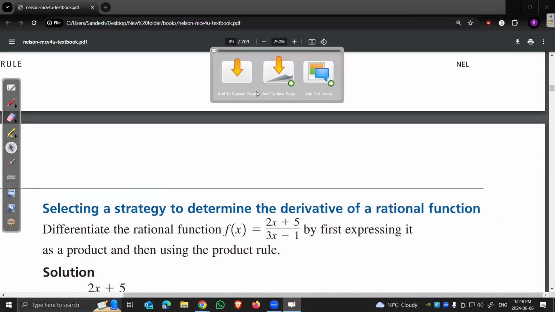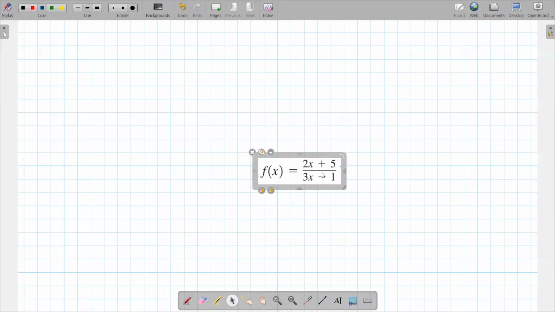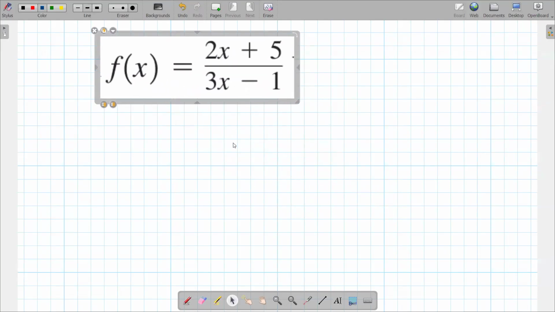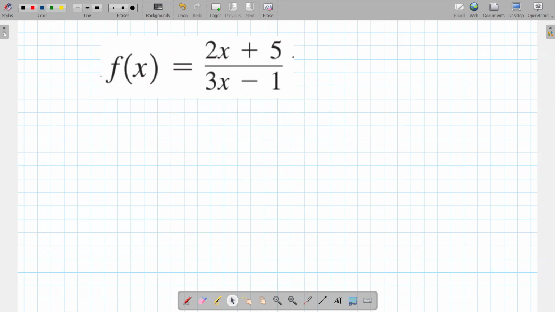Let's look at this one. So now, instead of two functions being multiplied, we have a division. You have one function over the other. This is called a rational function. So we need to find the derivative of this rational function.